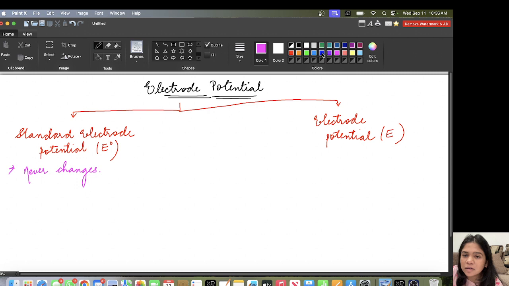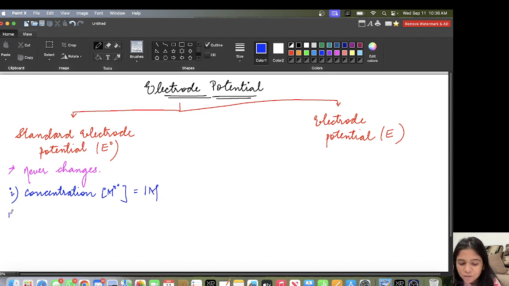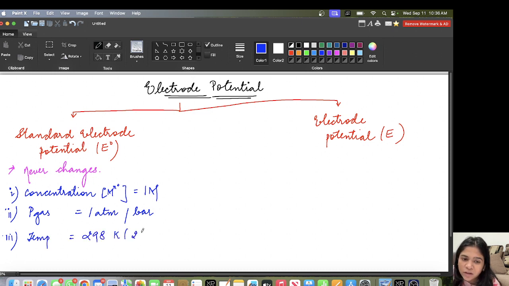And some things are standard, right? What all things will be standard here? The first thing which is standard is your concentration. The concentration of electrolyte is always 1 molar. The second thing which doesn't change is your pressure. If you're taking a gas, the pressure is also 1 atm or bar. And the temperature is also fixed here, which is 298 Kelvin, which is 25 degrees Celsius. These three things are fixed.